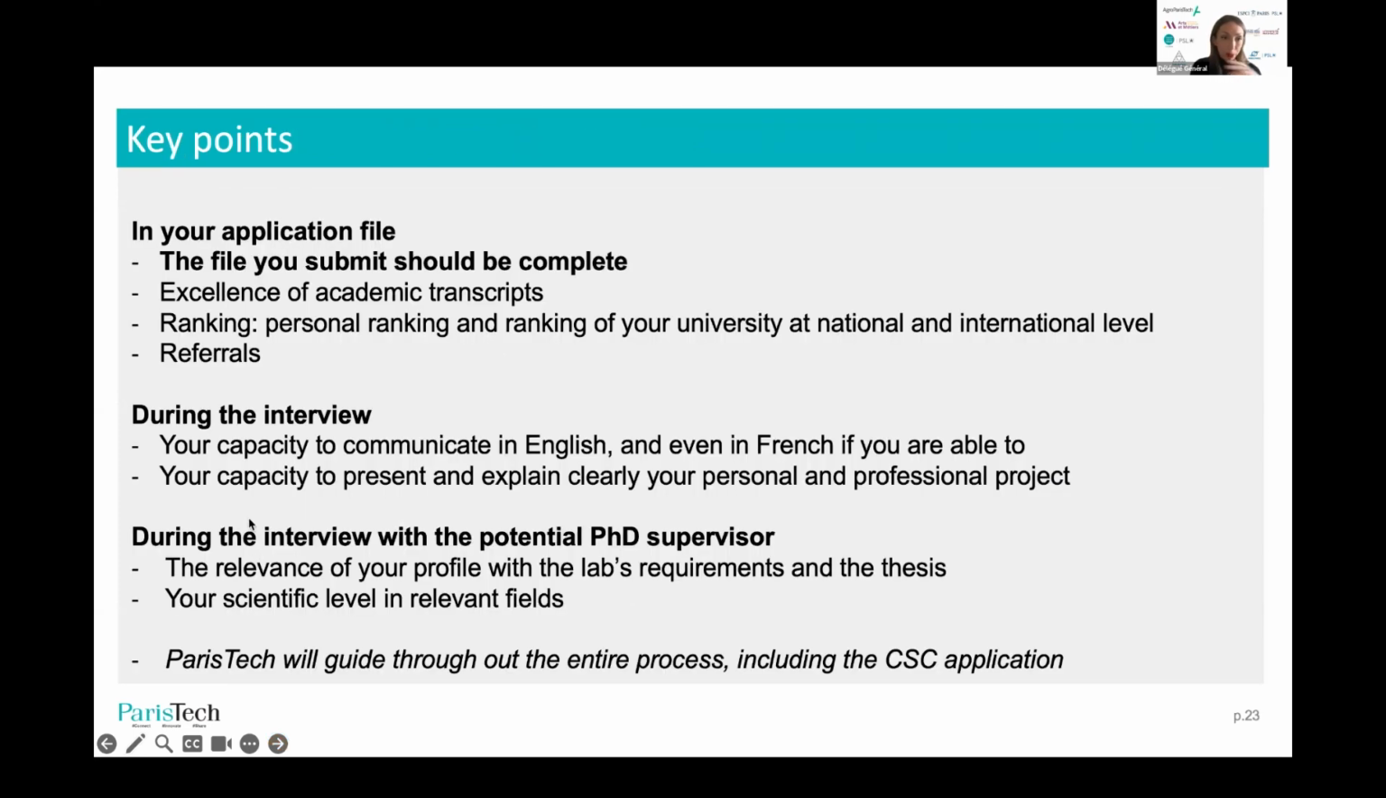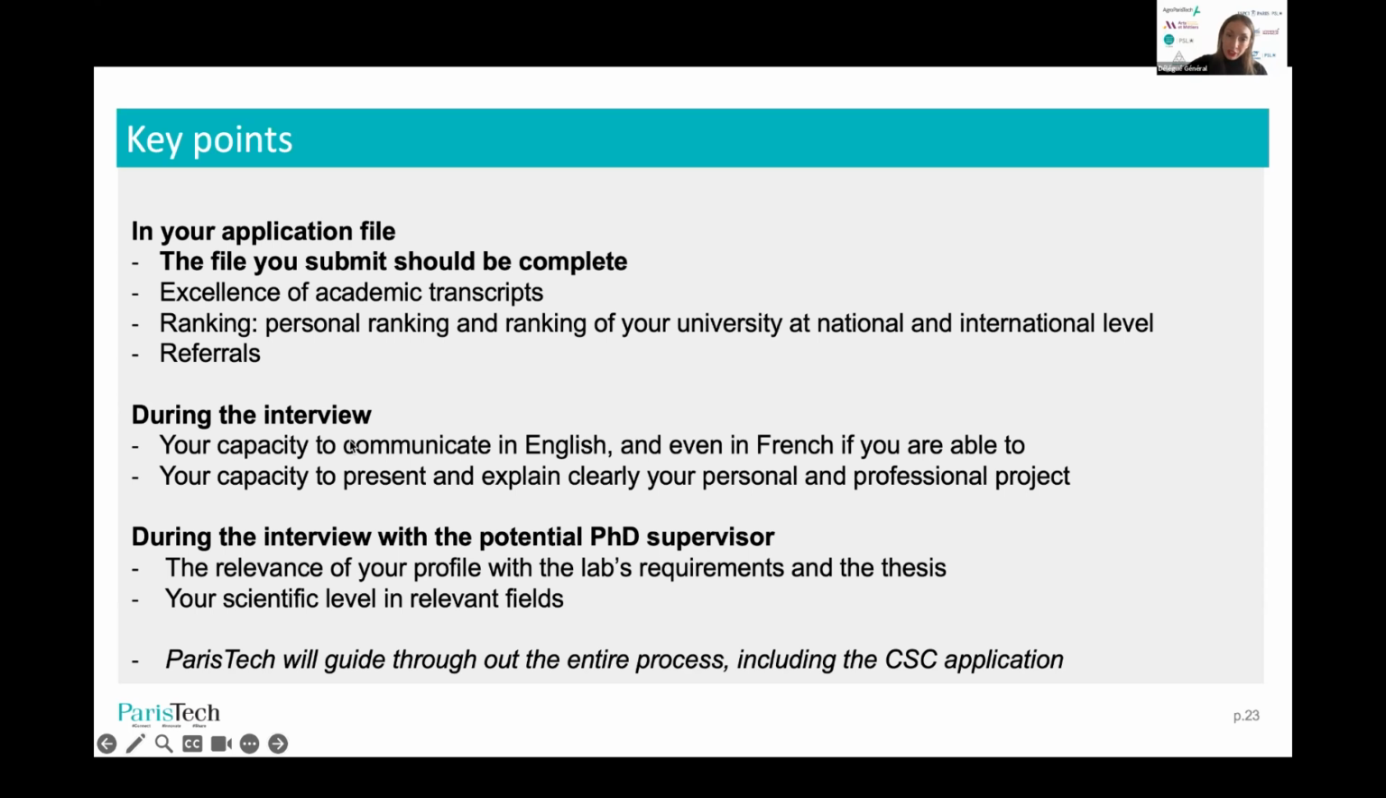And so, some key points. In your application, the file you submit should be complete. It's just a summary of what I just said. Excellence of academic transcript, ranking: it's personal ranking that we are asking for, personal ranking and the ranking of your university at national and international level. So you have to ask for it at your university if you don't know it. It has to be the real numbers, not something that you can imagine. And referrals.